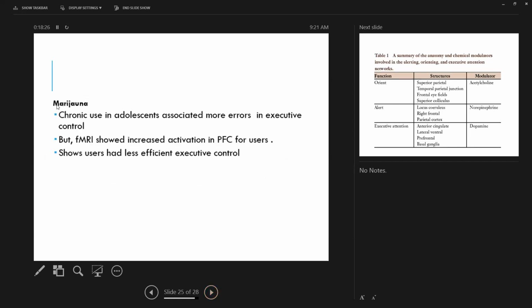The last is marijuana. Its chronic use in adolescents is associated with more errors in executive control, but fMRI showed increased activation in the PFC for users. Users had less efficient executive control.